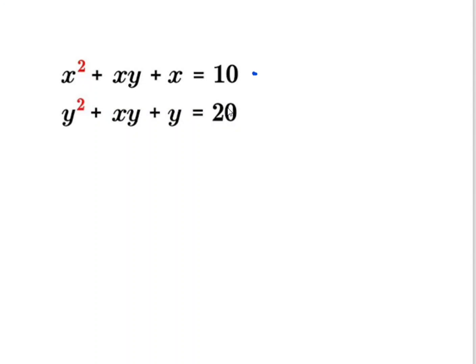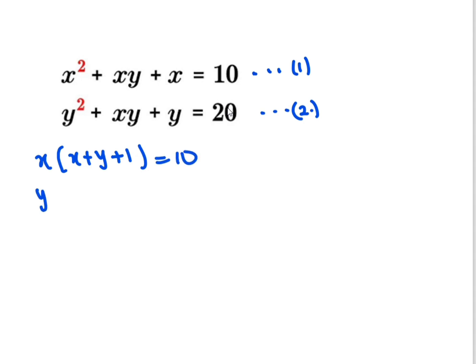So the first thing I'm going to do is to name this my equation 1 while I name this my equation 2. Now from equation 1, let's factor out x. So in the parentheses, I'm going to be left with x plus y plus 1 equals 10. Also in equation 2, let's factor out y. So in the parentheses, I'm going to have y plus x plus 1 equals 20.